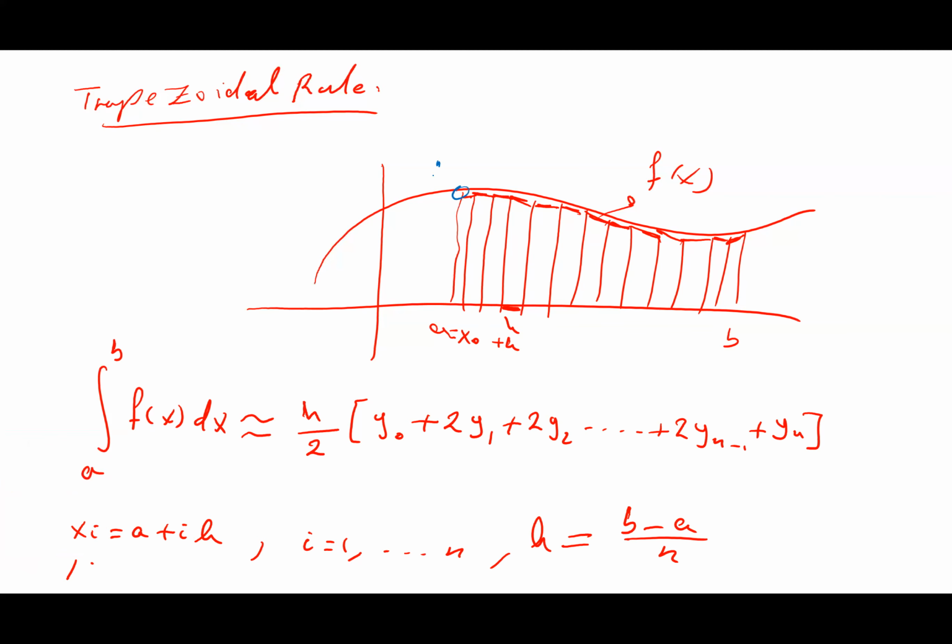This is y sub 0, which is equal to f at a. And the last one is yn, which is equal to f at b. This is yi, which is equal to f at xi. And xi can be found by a plus i multiplied by h. H is equal to b minus a divided by n.